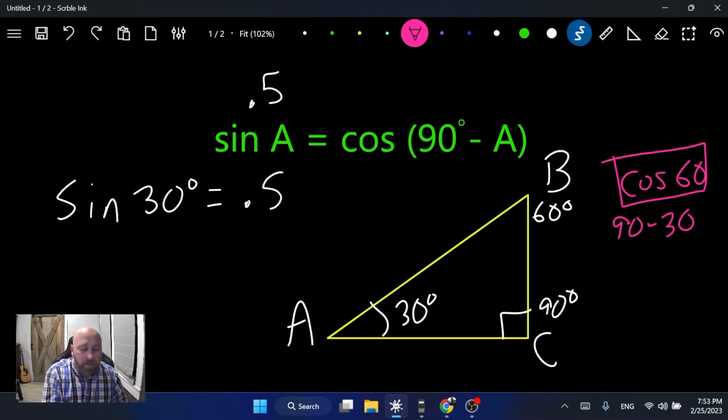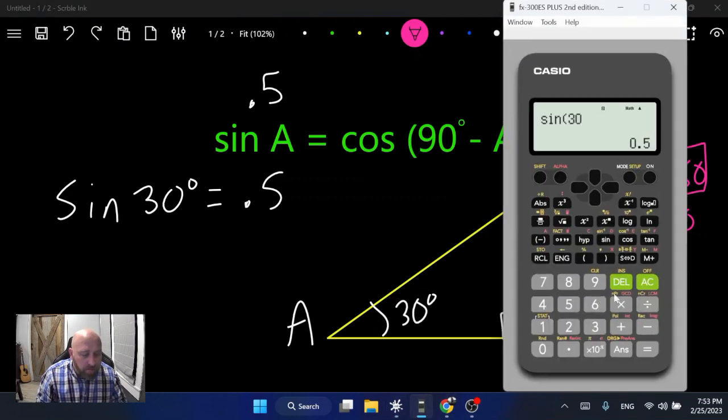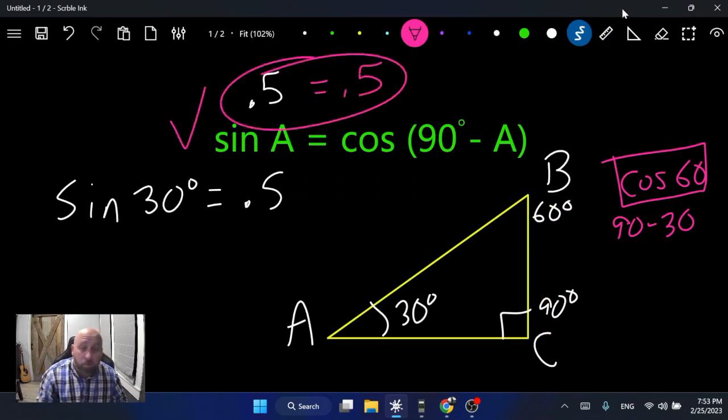Let's solve it like this: cosine of 60. So let's go to the calculator and put in cosine of 60. Now we hit cosine 60 equals, and there's our 1/2, 0.5. So 0.5 equals 0.5. We are correct. This is what's called an identity. So sine of A always equals the cosine of 90 minus A.